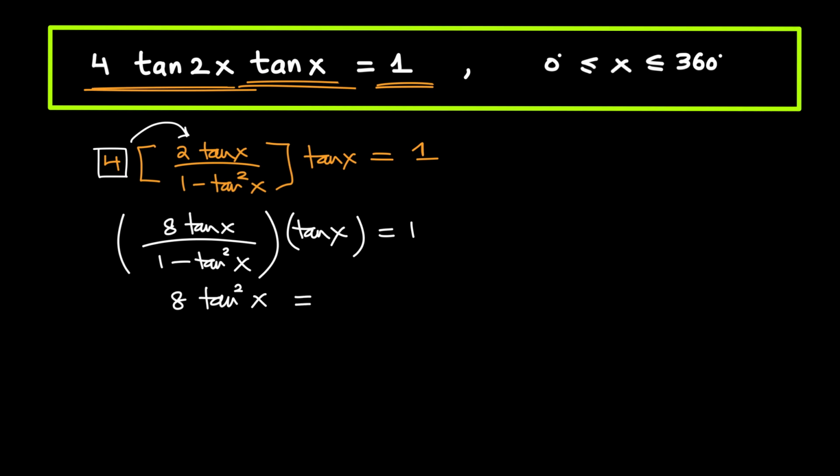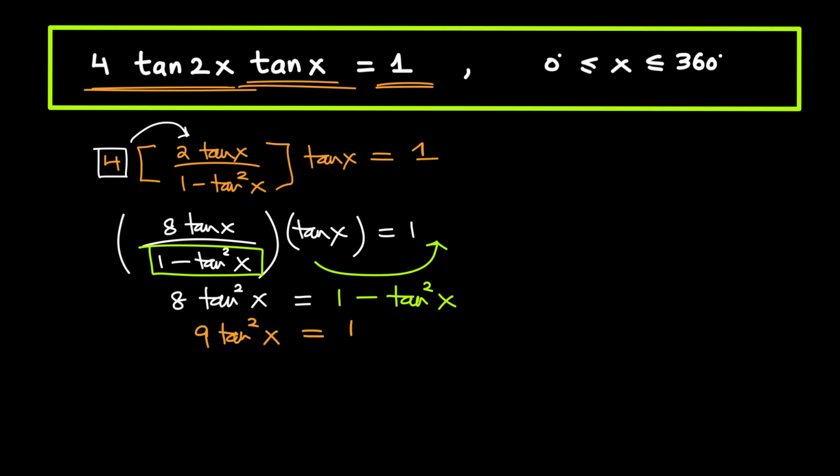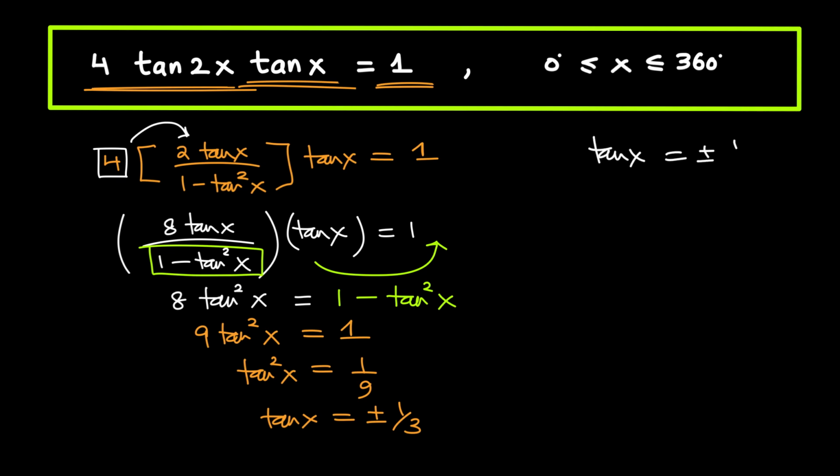and at the same time we transfer this to the other side. So this is 1 minus tan square x. What do we have now? 8 plus 1, 9 tan square x equals to 1. Therefore, tan square x is equals to 1 over 9. Therefore, tangent x is equals to plus minus 1/3. Now, tangent x equals to plus minus 1/3.